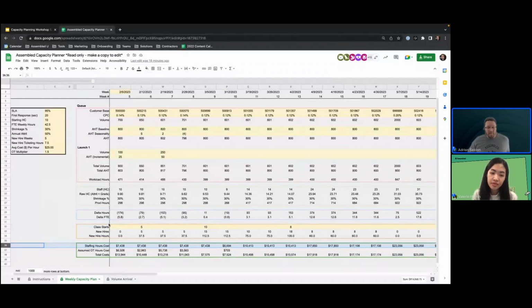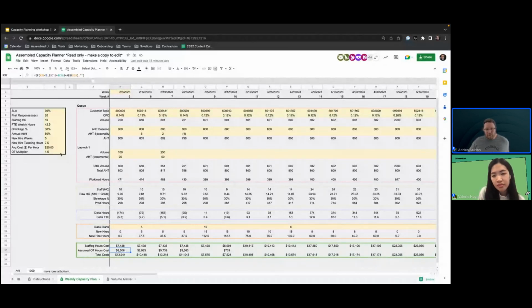The assumed overtime is just anytime you have a negative delta of hours, that it's going to go ahead and times it by the OT rate, which I have a 1.5 multiplier because OT is probably going to cost you more, which is why you want to staff up for it.